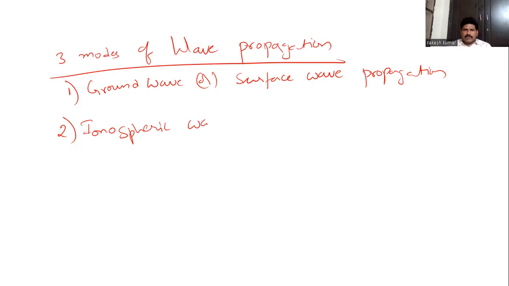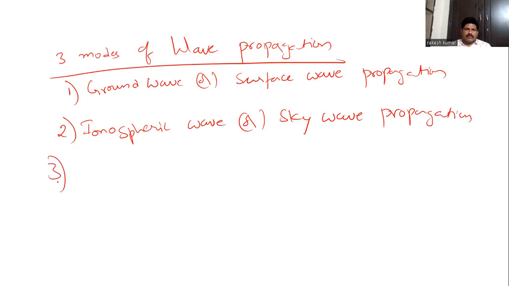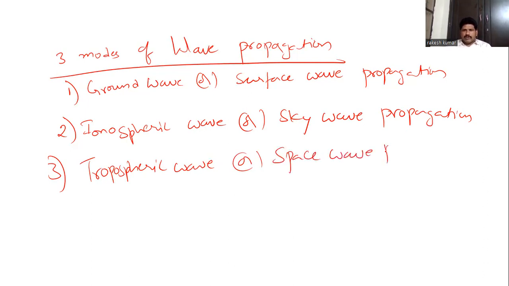Ionospheric wave propagation is also called sky wave propagation. Coming to the third one, it is tropospheric wave propagation, or space wave propagation. Sometimes it is also called LOS, where LOS means line of sight.